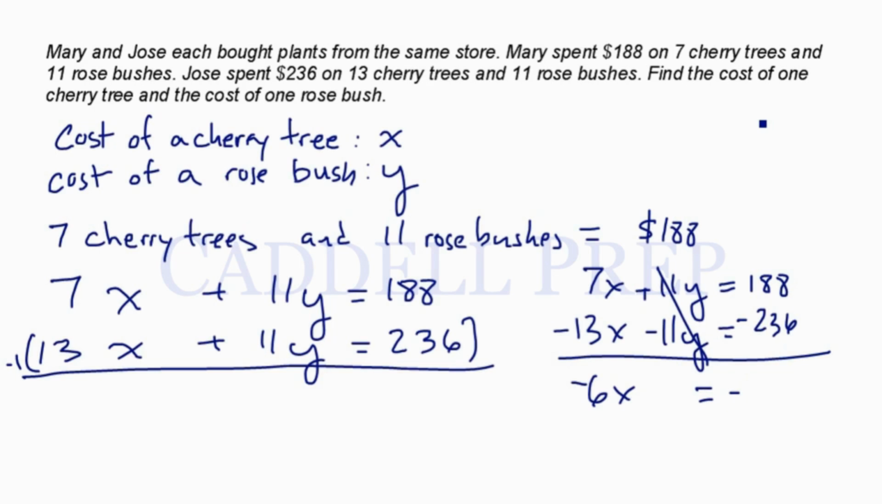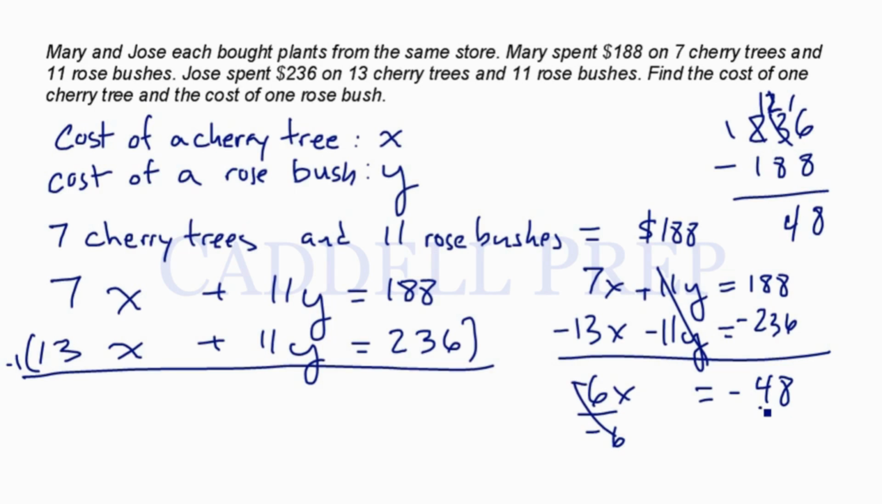Let's find the difference. 236 minus 188. We have to borrow. This would be an 8. To borrow again. Now this is a 12. 12 minus 8 is 4. So it's 48, so this becomes -48. So divide by -6. Divide by -6. And we get that x equals 8.